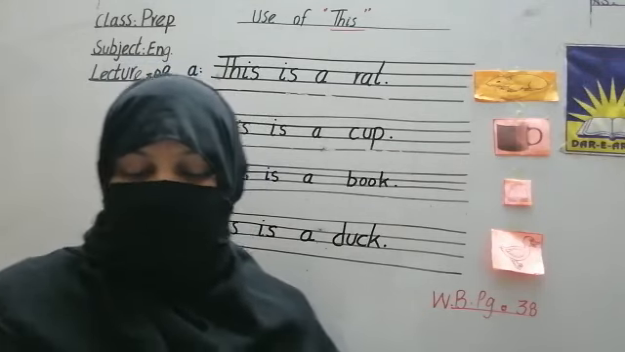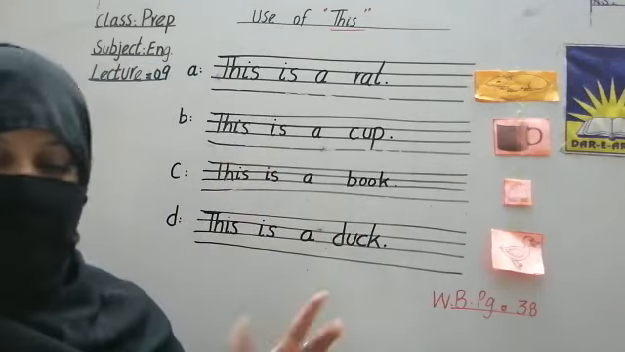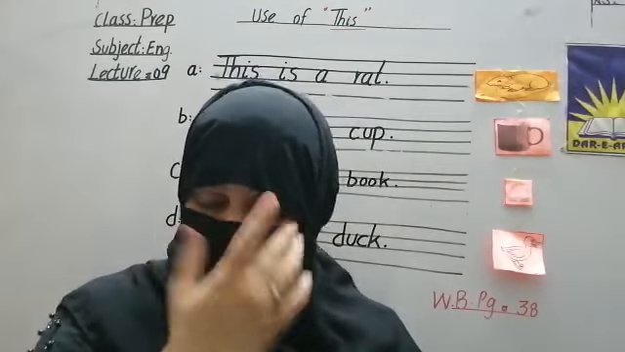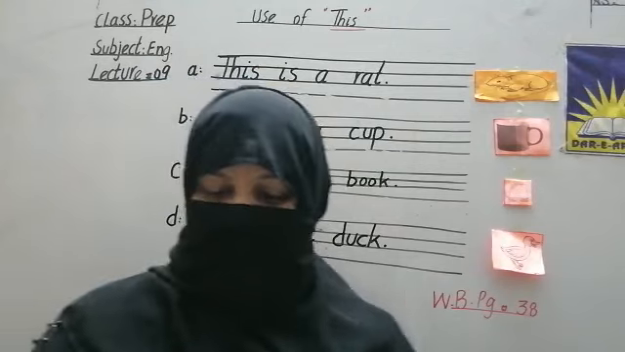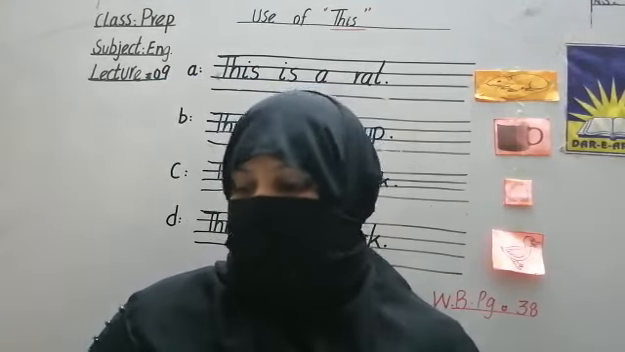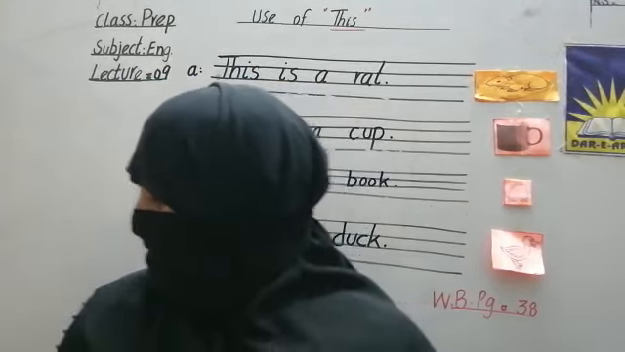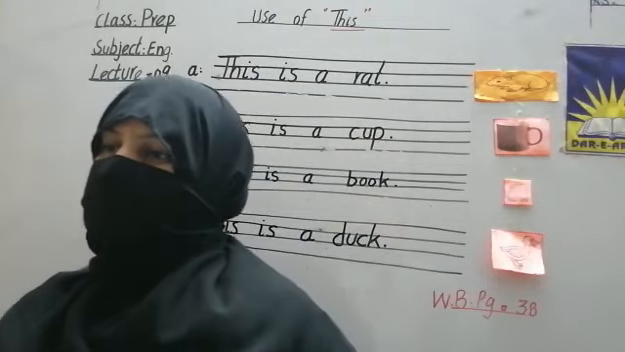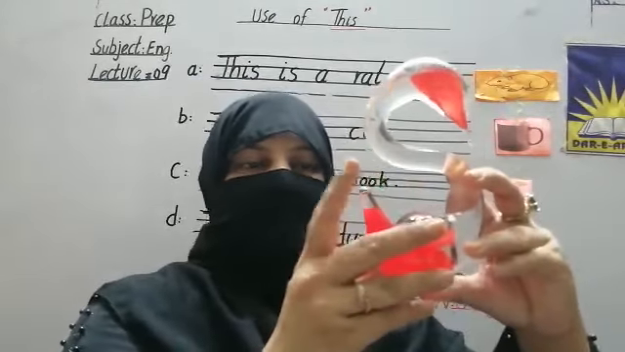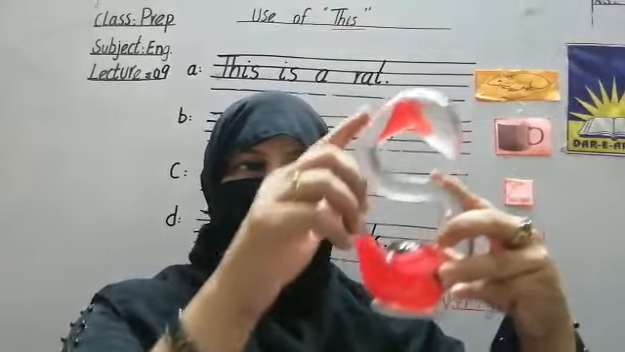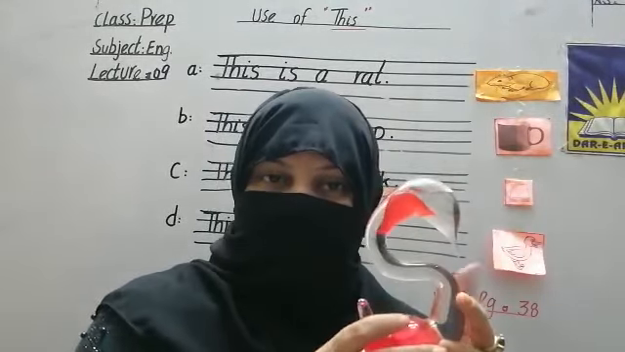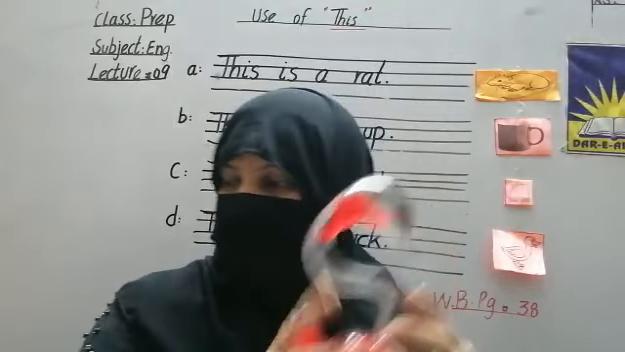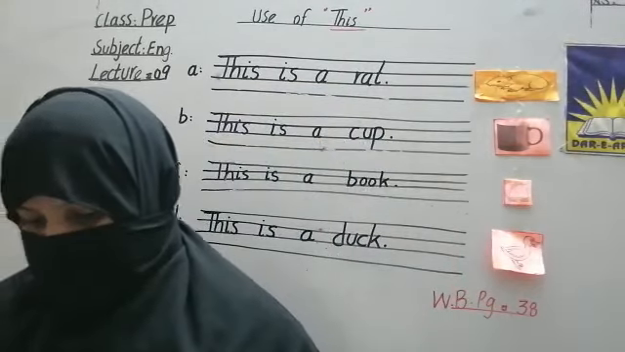Good. Okay, now I'll tell you once again where we use this. We use this when something singular is near us. Suppose, for example, duck. Duck is a singular object and it's near to me. So I use here this. This is a duck. Okay, now repeat this lesson with me, students.